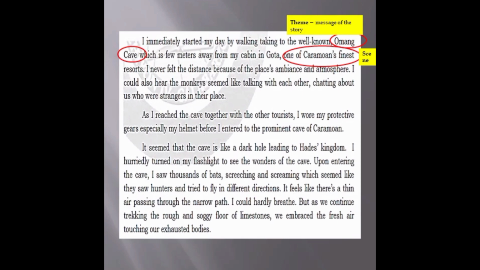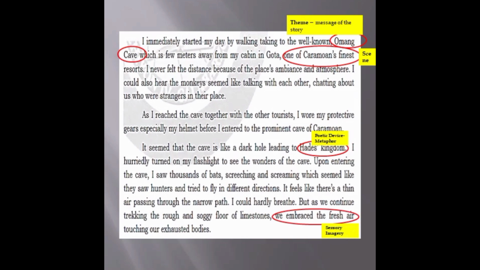The scene is one of Karamoan's finest resorts, and that is the Omang Cave. Hades Kingdom. This is the poetic device used by the writer. This is actually a metaphor or a direct comparison of the dark cave to Hades' kingdom. We know Hades is the king of the underworld.